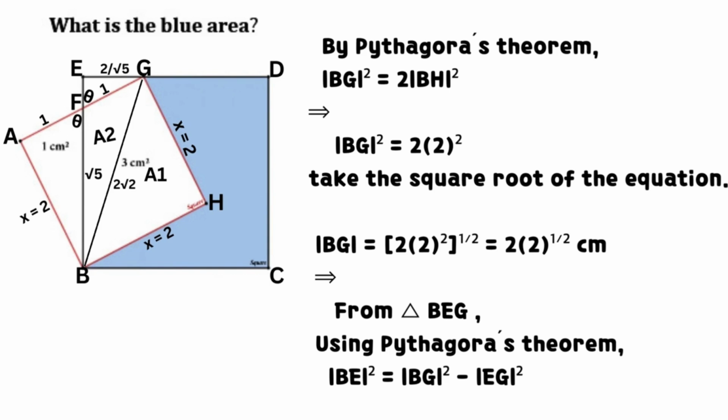It signifies that from triangle BEG, using Pythagoras' theorem, the square of line BE equals the square of line BG minus the square of line EG.